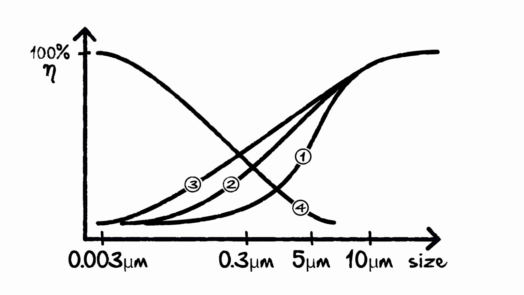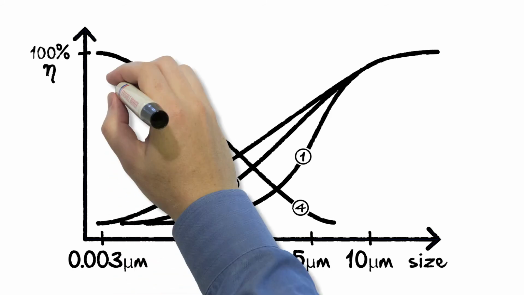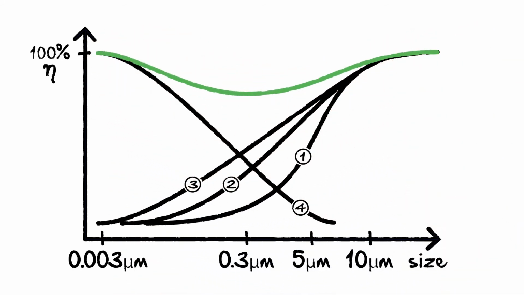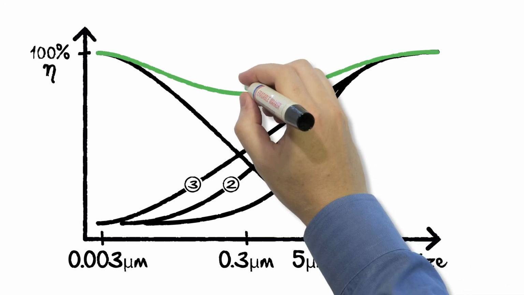And when you add all these filtration forces together, you get the total efficiency of this filter with all these 4 filtration mechanisms. So you get a curve looking something like this. And in here, there's a particle size that is the hardest for this filter to capture.